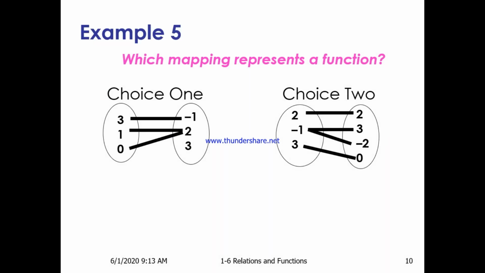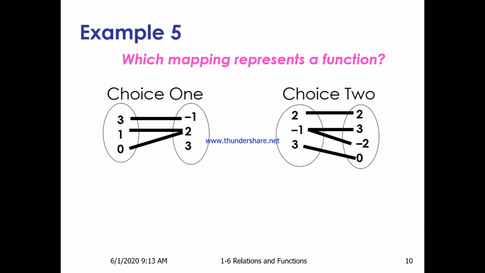Now, let's take this example. In this case, we have the mapping. The relation is being represented by a mapping. So we have here two choices. The first choice, we have the domain, and the first choice is 3, 1, 0. The second choice is negative 1, 2, and 3. In choice 2, we have 2, negative 1, 3, and 2, 3, negative 2, and 0. All you need to do, if you're given a mapping, is follow the arrow. Kung asa ka, kung kapila siya na pair.